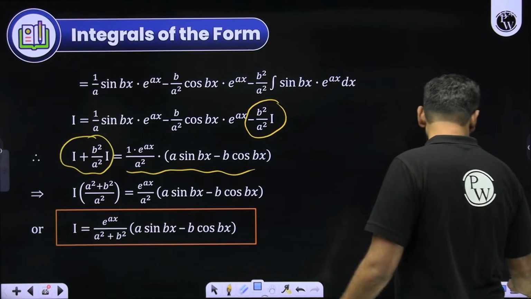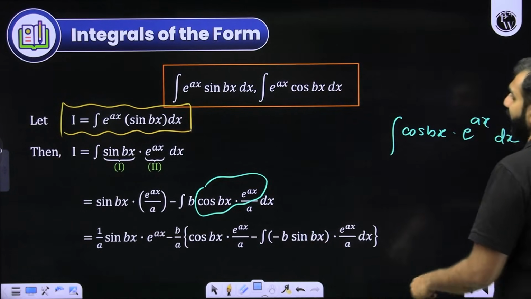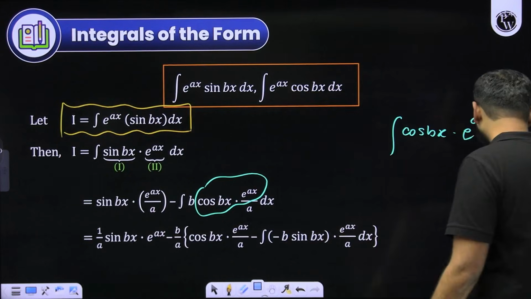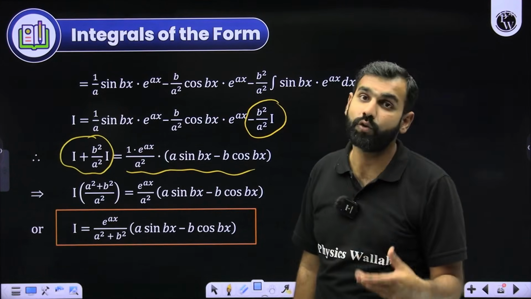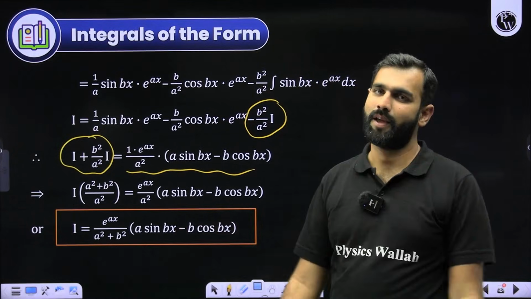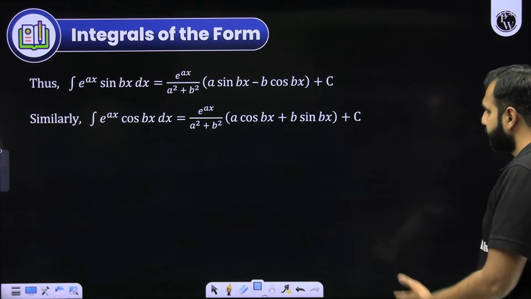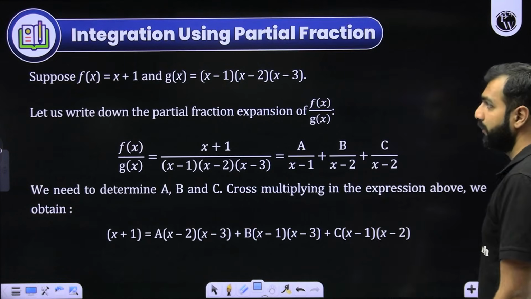What was I? I was basically nothing but this expression's value. In the same fashion, you can find this value as well, but I'd suggest that if you could, and you should, and you must, remember this one as well. I hope you would. Now, moving ahead with the next result. These are the two results which we are keeping in front of you.